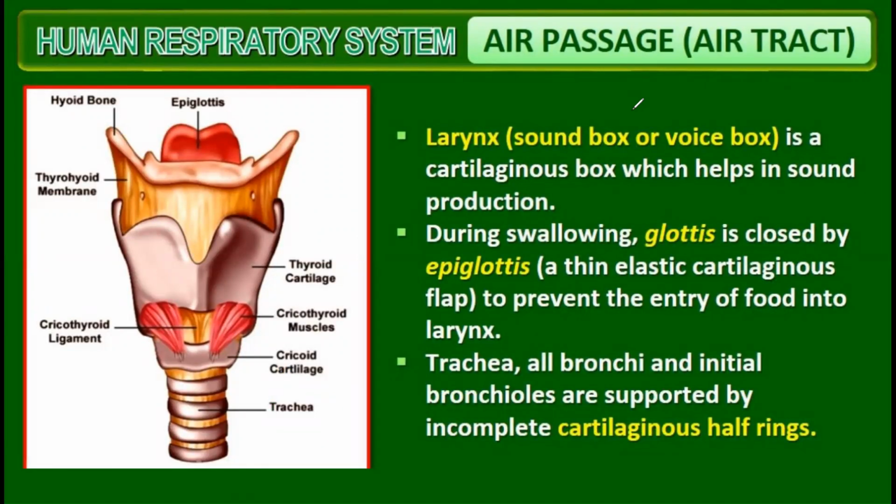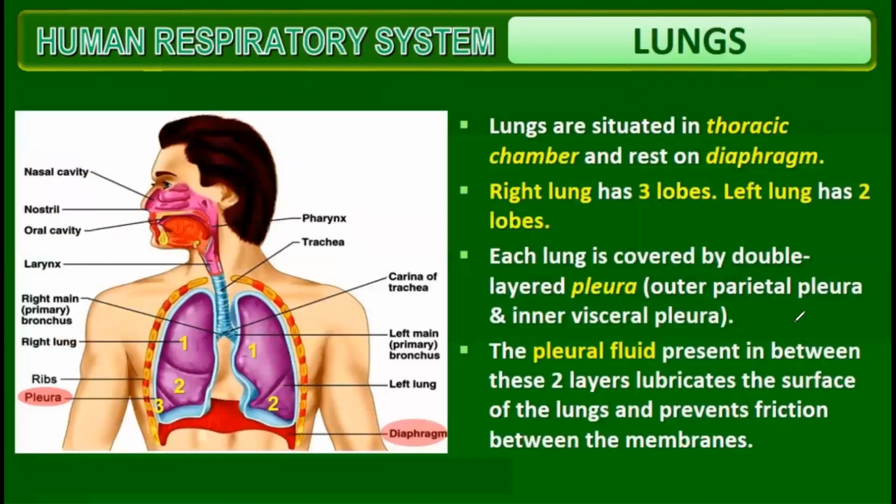The larynx, which is also known as the sound box or voice box, is a cartilaginous box which helps in sound production. During swallowing, the glottis is closed by the epiglottis, a thin elastic cartilaginous flap that prevents the entry of food into the larynx. Then comes the trachea. The trachea, all bronchi and initial bronchioles are supported by incomplete, C-shaped cartilaginous half rings.